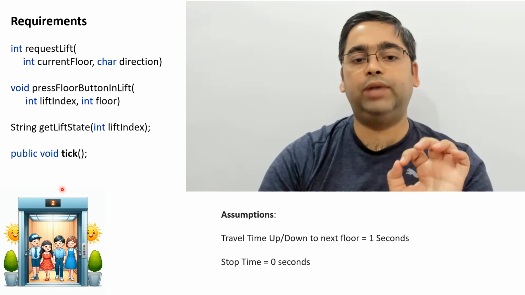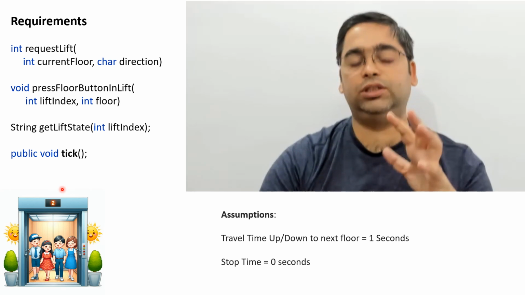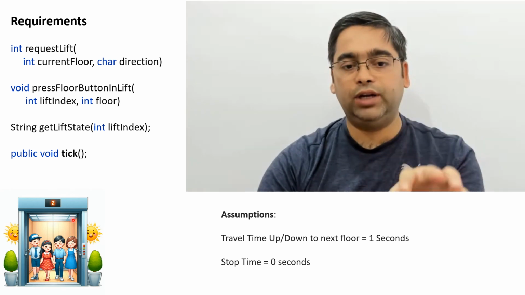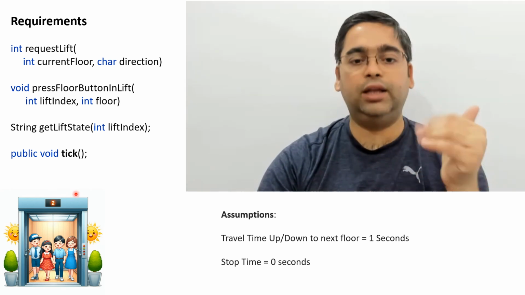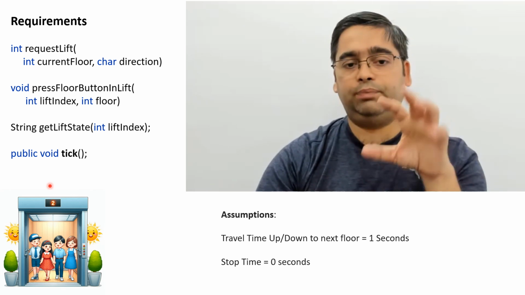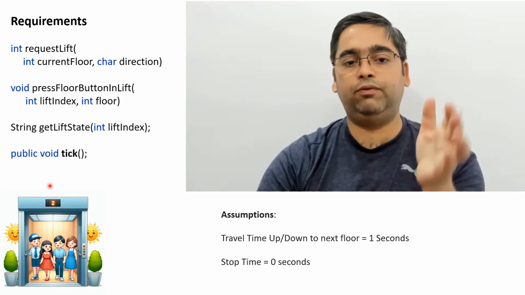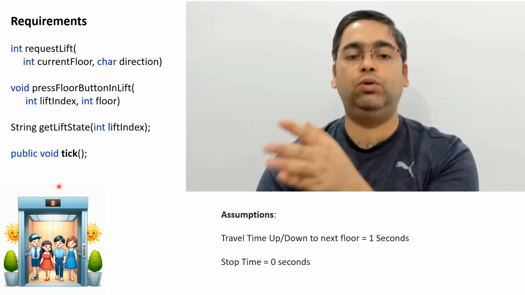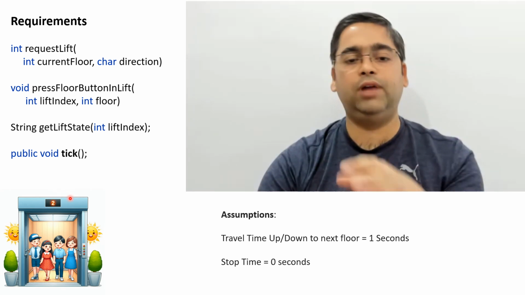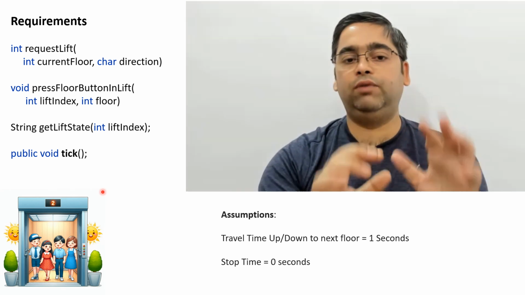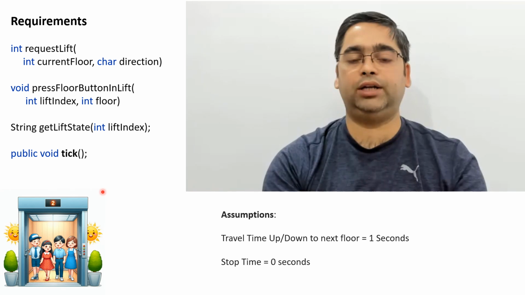So let's assume that each lift in our system will take exactly 1 second to reach the next floor, whether it is moving up or down in any direction. And when the lift stops on a floor, the amount of time for people to get out and other people to come inside the lift is 0 seconds. So it doesn't take any time. It takes only 1 second per floor and stoppage time is 0 seconds on any floor. So we do not consider that.